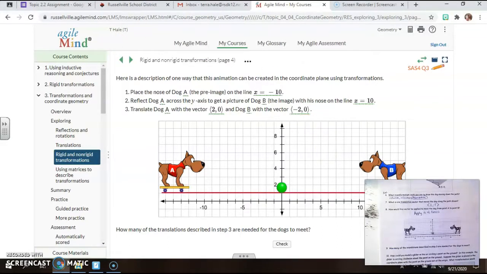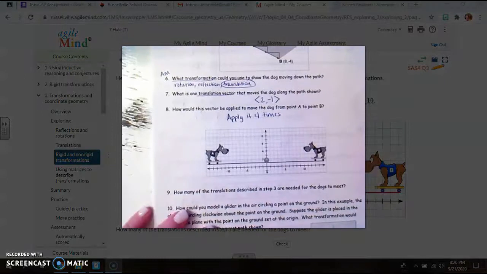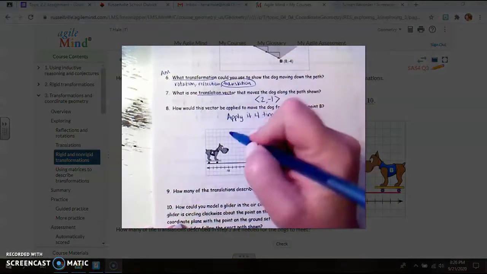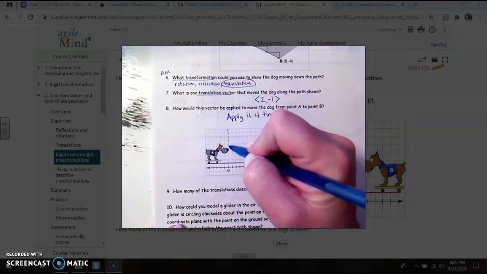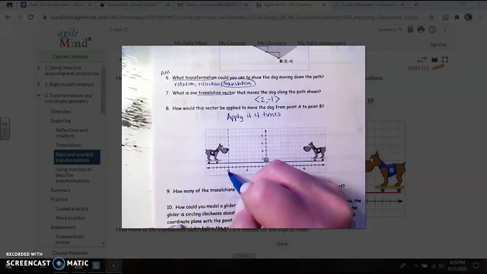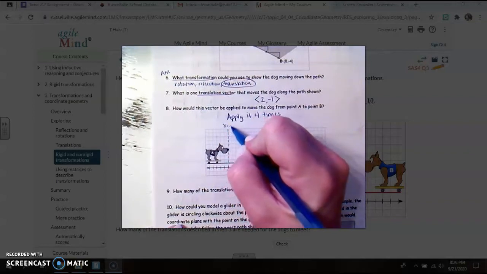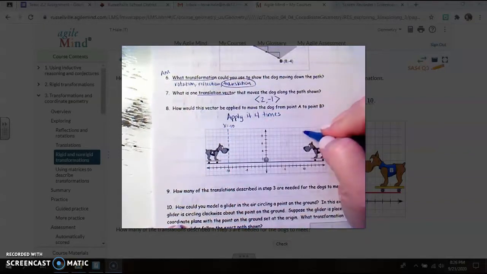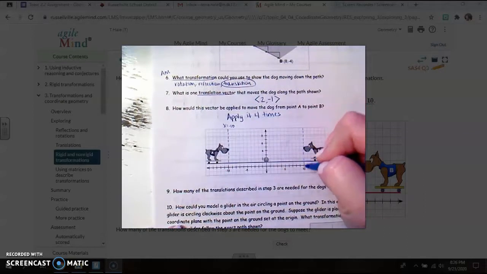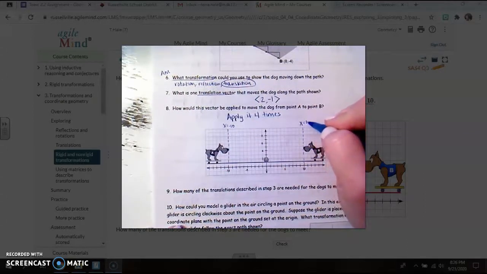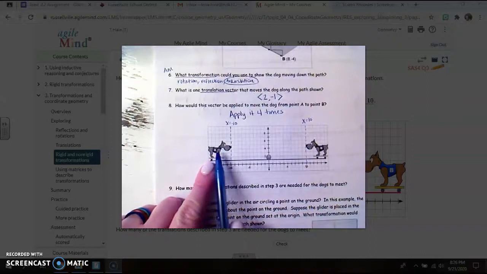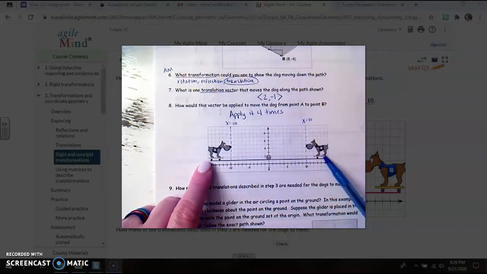So it tells us that the first thing that we need to notice is that this dog's nose is lined up with this vertical line that goes through x of -10. So we know that the equation of that vertical line is x = -10. This one is lined up so its nose is at x = +10. So if we were starting with this dog, the very first thing we would have to do is to get it facing the opposite direction over here. So what transformation would get it to do that?